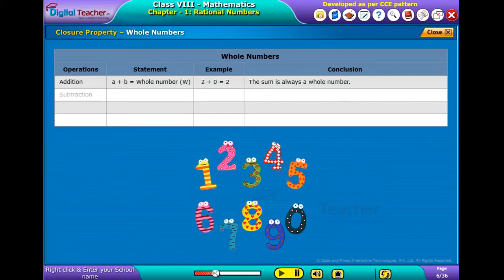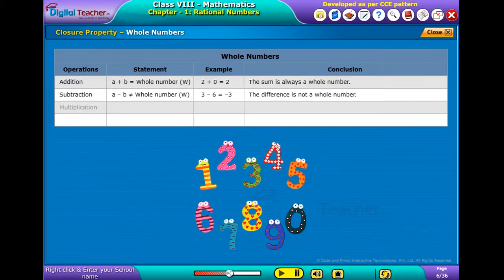Under subtraction, it states that the difference of two numbers is not a whole number. For example, 3 minus 6 is equal to minus 3, which is an integer. It concludes that the difference is not a whole number.